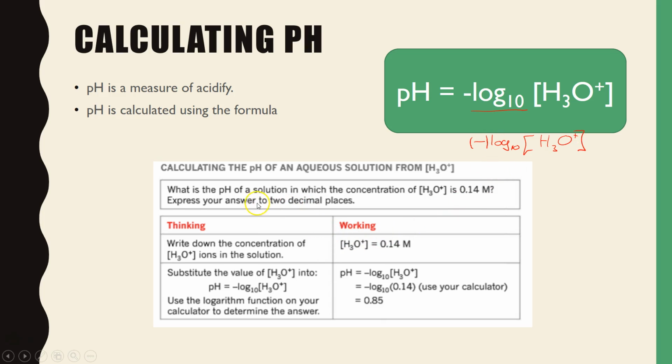So for example, what's the pH of a solution when you have a concentration of 0.14 molar? Express your answer to 2 decimal places. So first of all, the concentration of hydronium, we know that is 0.14. We simply place the negative symbol, then we put log into our calculator, and we put a bracket, 0.14, and that will give us the pH of the solution. That refers to how acidic it is.